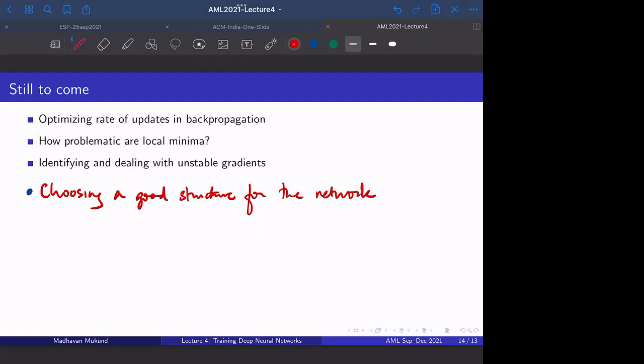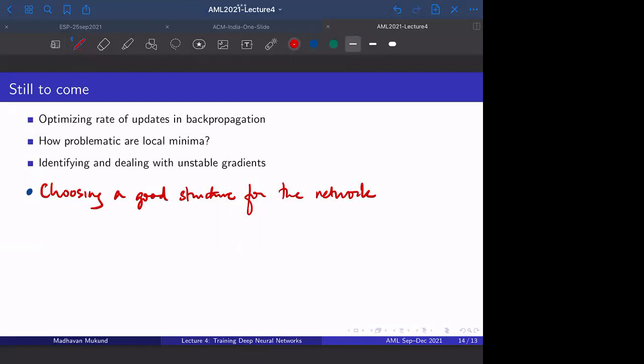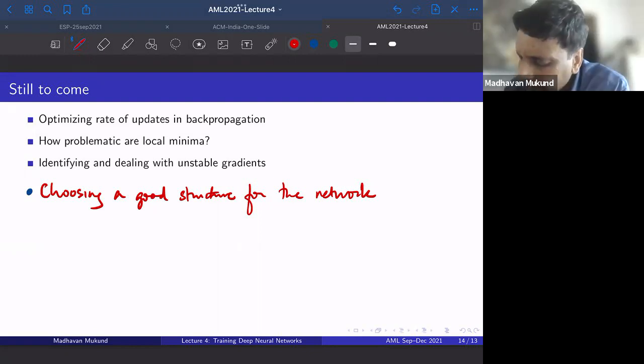Sir, I do have a question. For training this neural network, we are using backpropagation, which is a first order optimization method. If we use second order optimization, like including the Hessian, can we expect training to be a bit faster? We will address that. That will come up when we talk about unstable gradients.